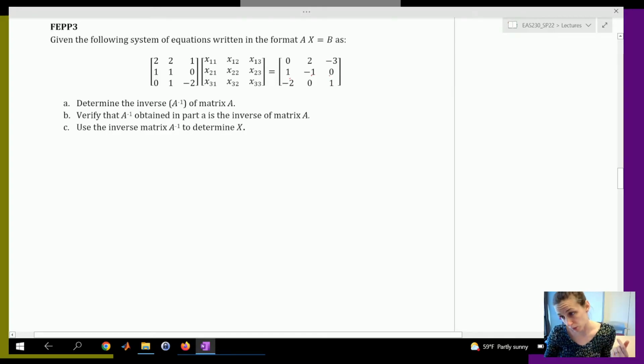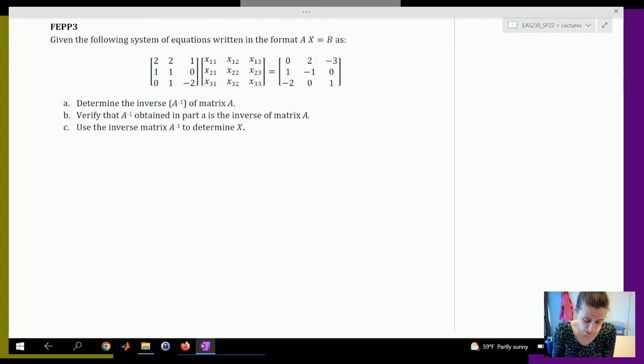For problem number 3, it looks a little intimidating, but don't worry about it. It's just 3 systems of equations written as one, where we have the same A vector. So this and this would be the first equation, this and this would be the second system of equations, and this would be the third system of equations. But we've written it as one. It still operates the same, so don't be intimidated by the way it looks.